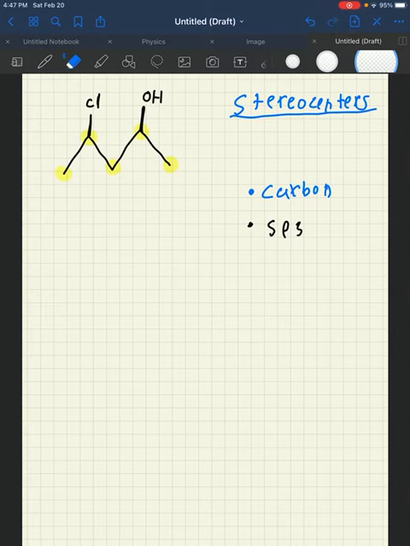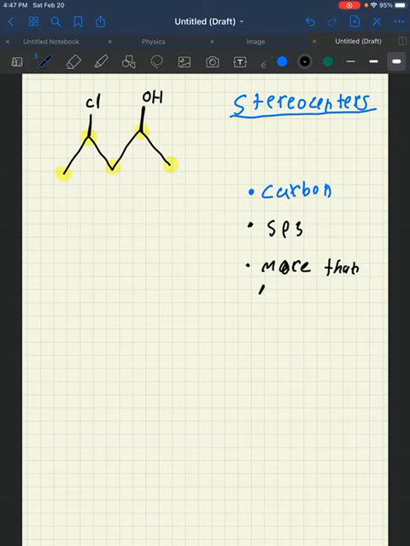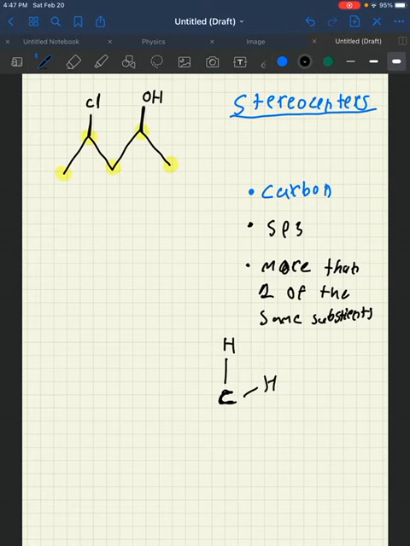You also want to ignore all carbons that have more than one of the same substituent. In that case, what I'm talking about is if we have a carbon down here, and I have a hydrogen, an oxygen, and a chlorine, this isn't going to count. And you know why? Because I have 2 of the same substituents right here. So let's mark this one as not being a proper stereocenter.